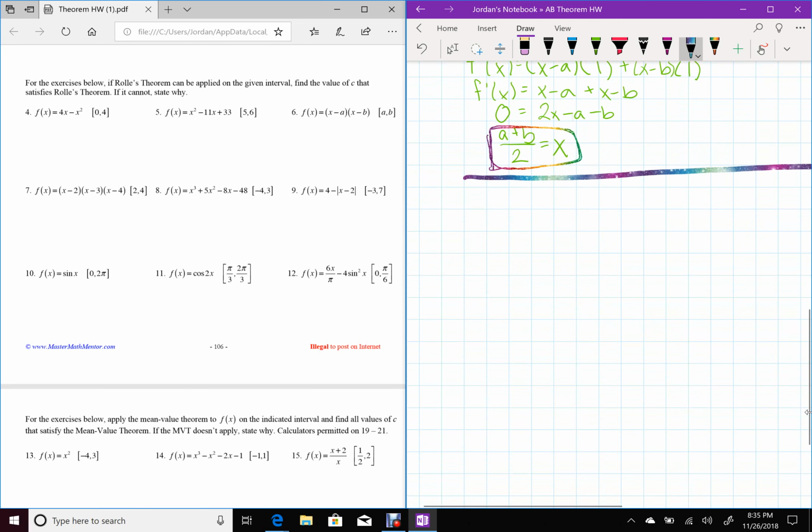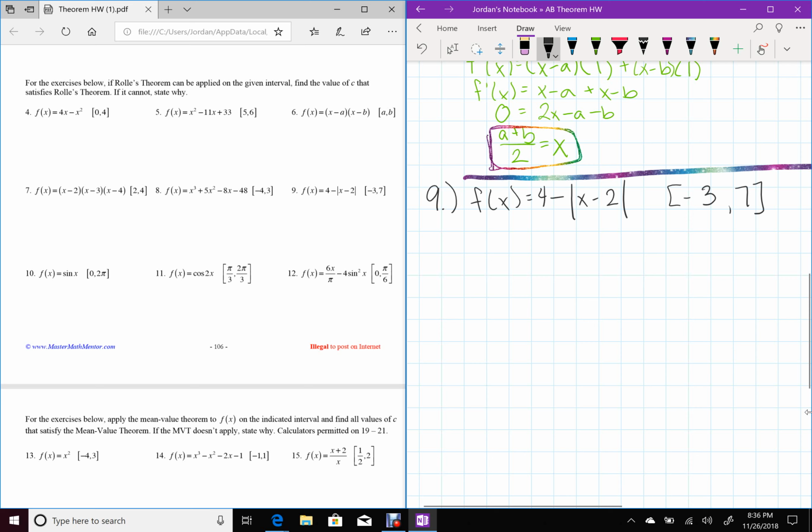Number 9 is similar, except it's easier. Because you look at number 9, and it's an absolute value on the interval of -3. Oh, that's a 2 for sure. So -3 to 7. Now, contained inside this interval is the vertex of the absolute value, which is at 2.